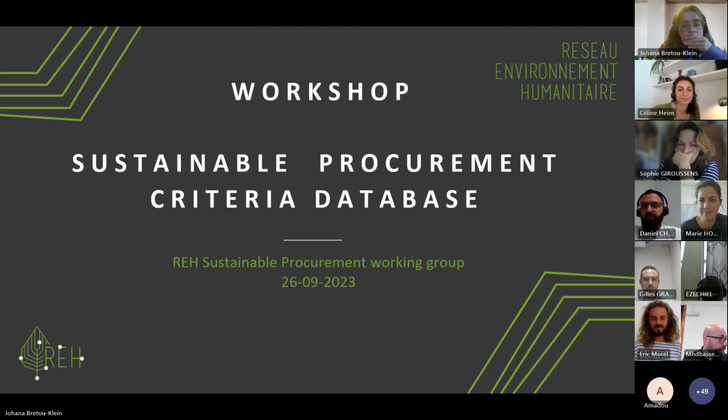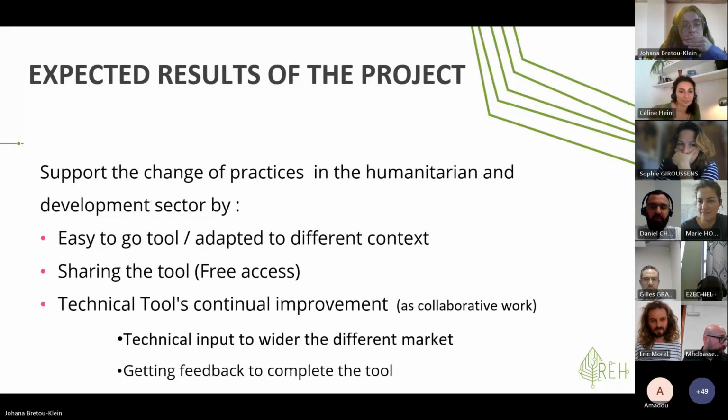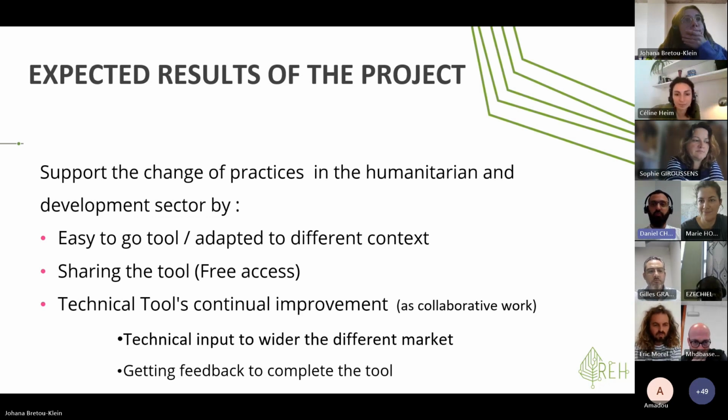Anyway, as explained by Celine earlier, one of the results of this working group is to support the change of practice in the humanitarian and development sectors. Procurement is one of the biggest sources of emissions in our carbon footprint, so it makes sense to act on it.